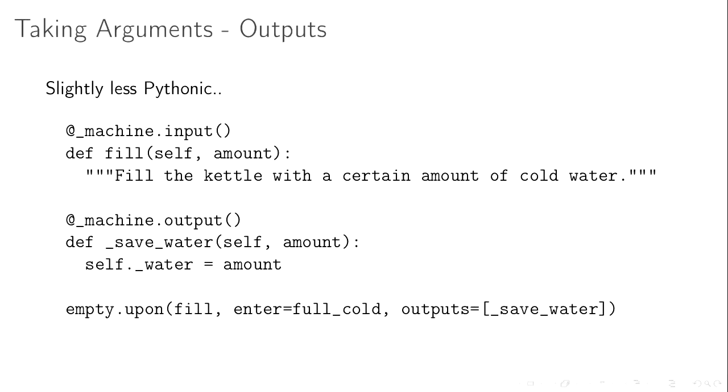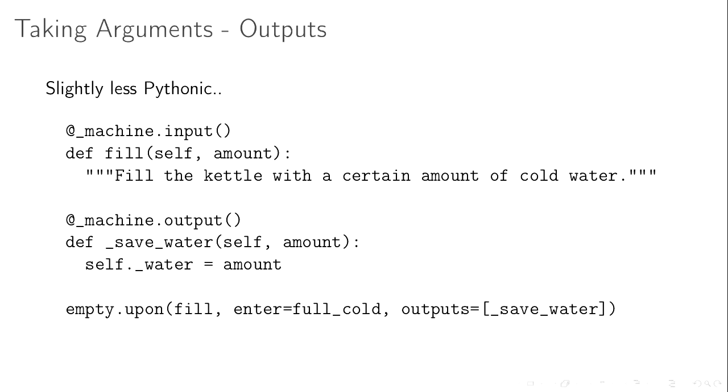So all of the previous stuff was the really nice, easy Pythonic stuff. The drama is when you actually want to do stuff, it starts to become slightly less Pythonic. So if you actually want to do stuff, you have to call out to output functions. Output functions actually modify the state in your class, and they will get called when the state machine library is happy that the transition that the user is asking for is valid.